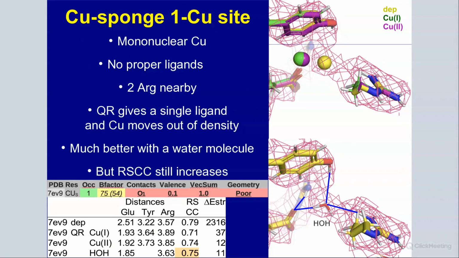So then instead we try to put in a water molecule, and with the water molecule we get a very nice hydrogen bond network. The water molecule stays in the density, and we get a rather good real-space correlation coefficient and a normal strain energy. So we are quite certain that this site was incorrectly modeled as a metal. It's rather a water molecule.